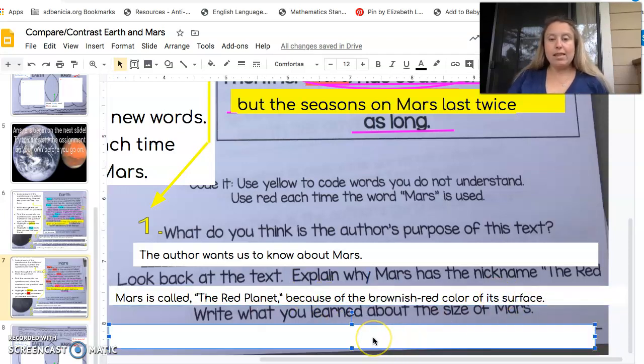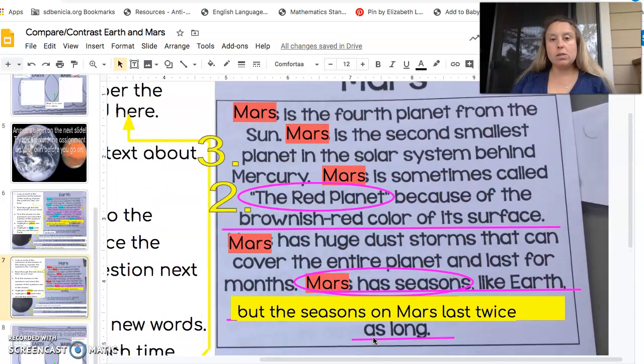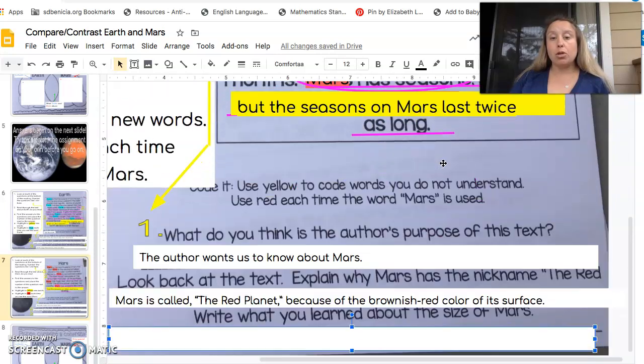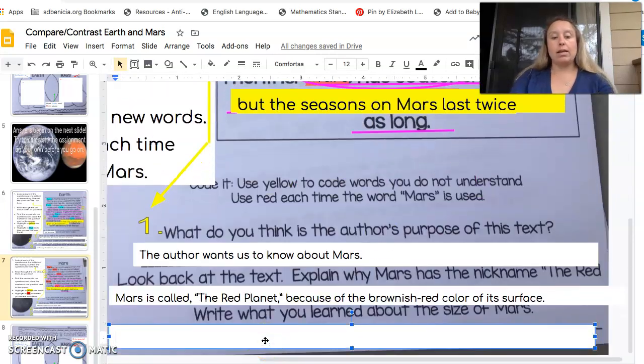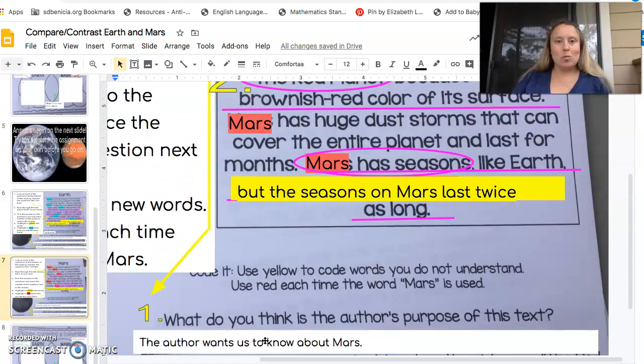All right. And then lastly, the size of Mars. So this is interesting because in this one, they don't use the word size, but instead of largest, we see this word, smallest, another adjective. And in this one, it says Mars is the second smallest planet in the solar system behind Mercury. So that tells us a little bit about its size. Mars is the second smallest planet behind what? Mercury in our solar system. Okay, so there we go.